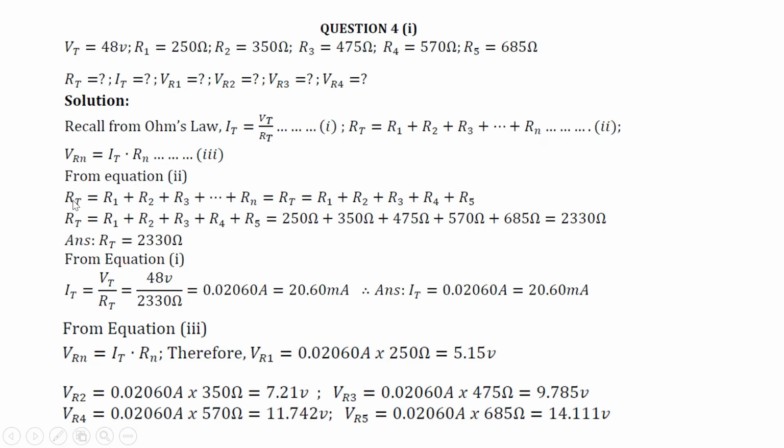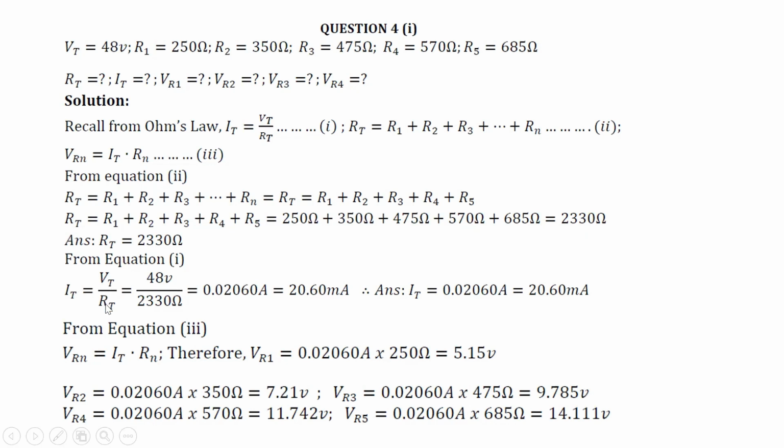So for us to get the total resistance here, we say R1 plus R2 plus R3 and so on and so forth, up to R5. This is why I stated this here, up to R5. And we fix our variables to give us 250 ohms plus 350 ohms plus 475 plus 570 ohms plus 685 ohms. That will give us 2,330 ohms. So our total resistance is 2,330 ohms.